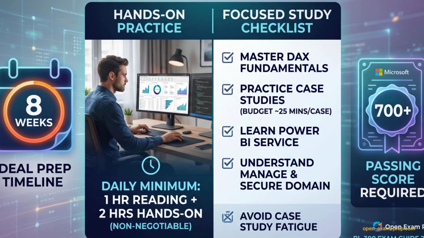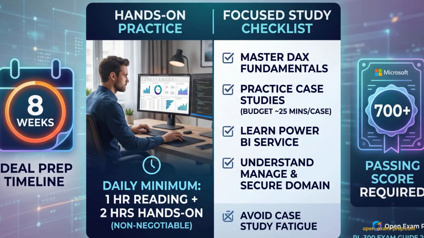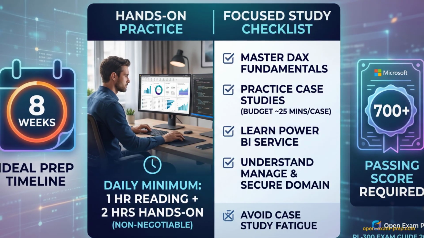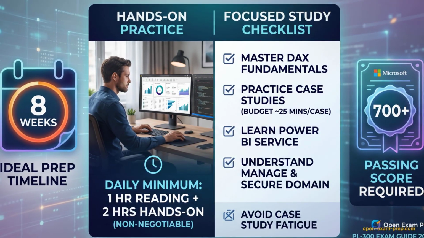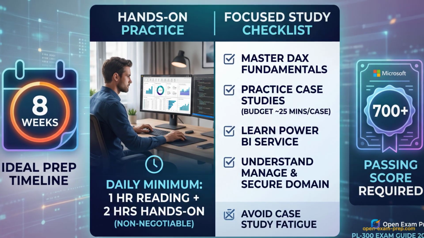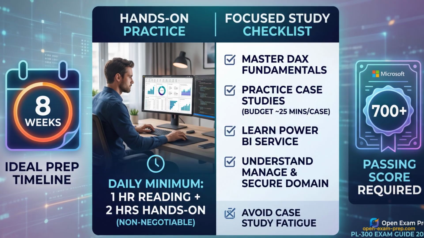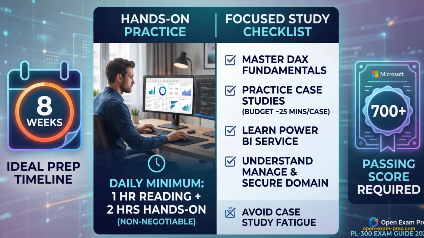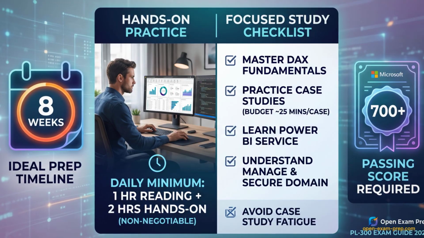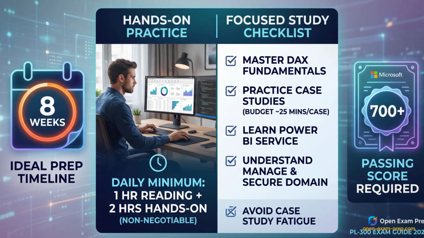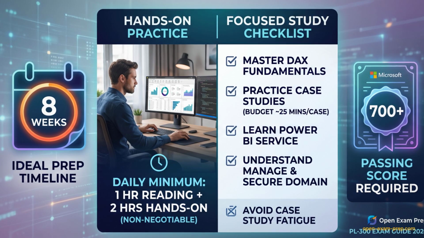So, how do you pass? First, master the case study section. Budget about 25 minutes for it. Read the scenario first, and answer every question before moving on. The article provides a detailed 8-week study plan focusing on hands-on practice, which is non-negotiable. The biggest failure points are weak DAX, ignoring the Power BI service, and case study fatigue.